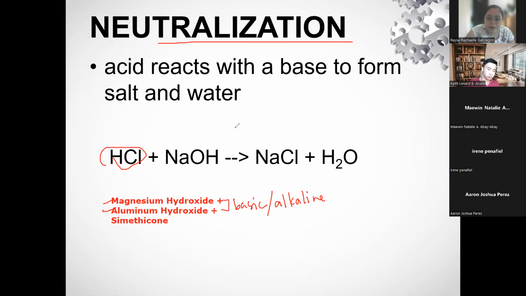Okay, so example, magnesium hydroxide. This is the chemical formula of magnesium hydroxide plus the acid. This will form magnesium chloride plus water. Okay, so this one is the salt. Syempre, this one is the water.